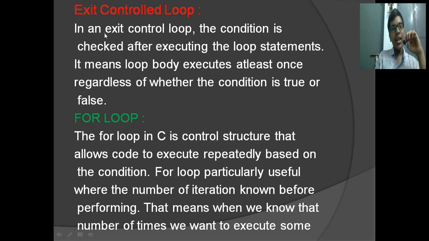Now let's go for the exit control loop. In an exit control loop, as the name indicates, the condition is given at the exit, at the end of the loop. The condition is checked after executing the loop statements. That means the loop statements are given at the top and the condition is given at the bottom. The flowchart will become inverse.